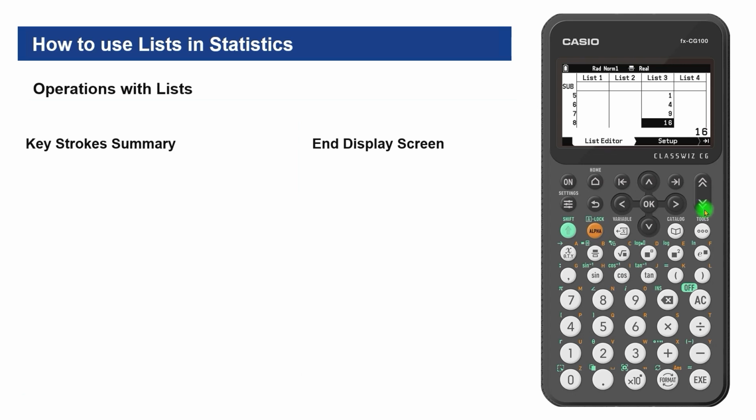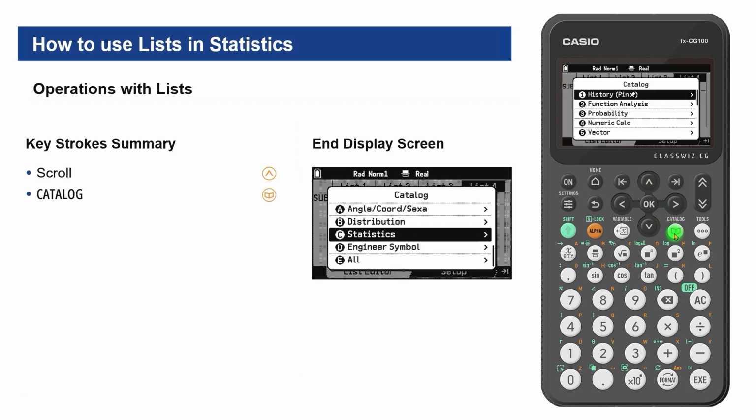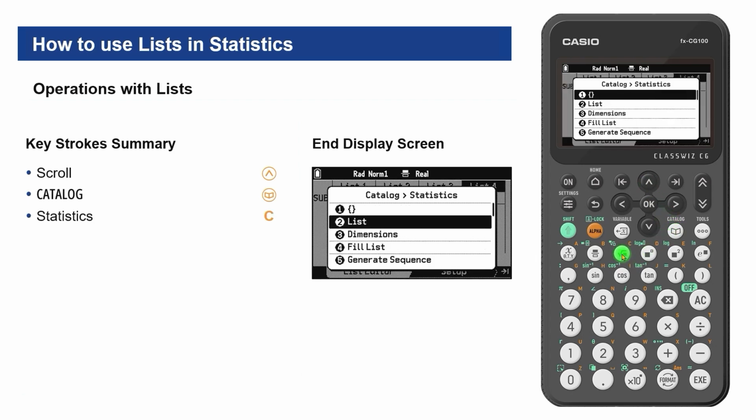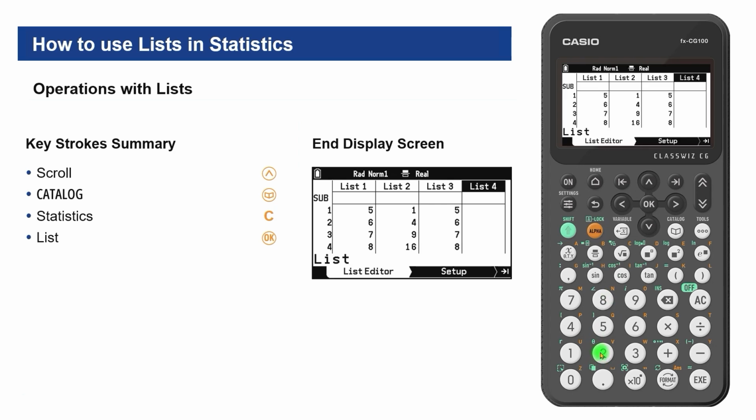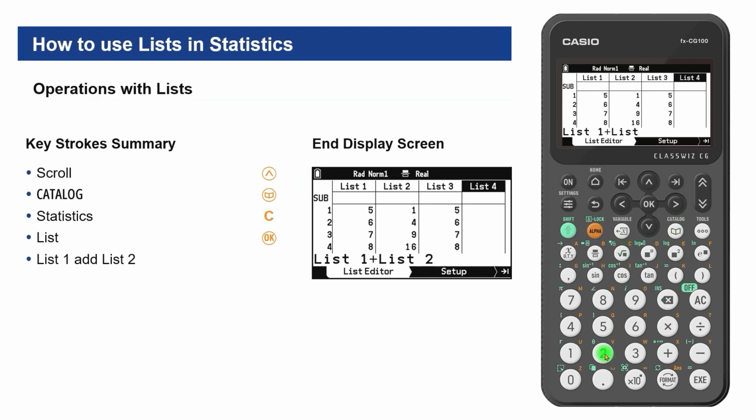For data already stored in a list, operations can be performed to create new values. Scroll to highlight the header of a new list. Press Catalog and open Statistics. Select the list command to reference the required data. For a simple example, we can add the data from List 1 to the data in List 2. But multiplication, square roots, logarithms, and other operations can easily be performed on lists. Confirm to create the new list of calculated values.